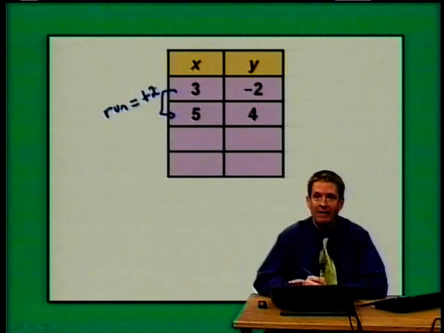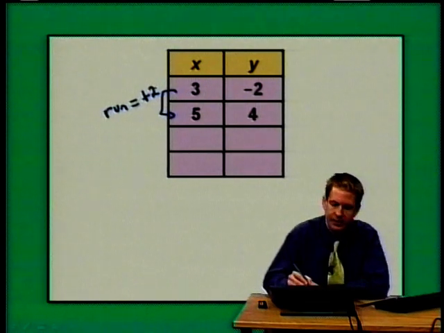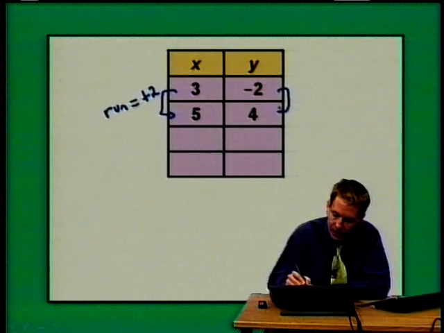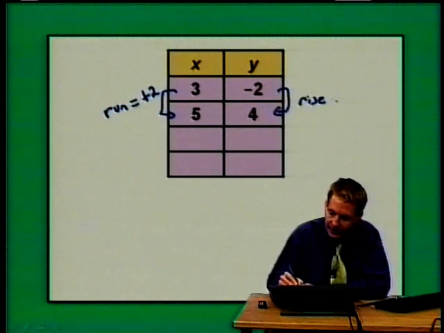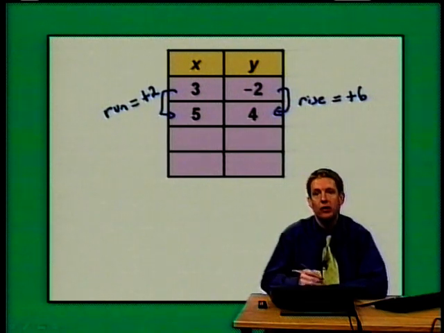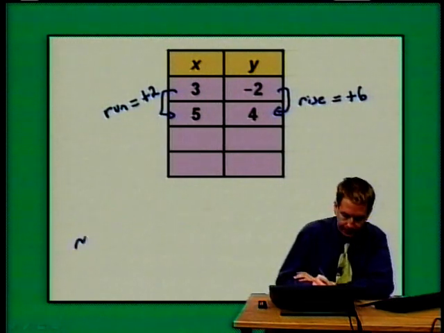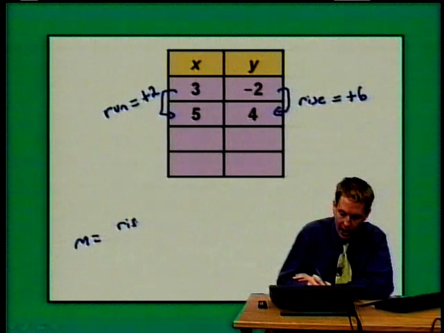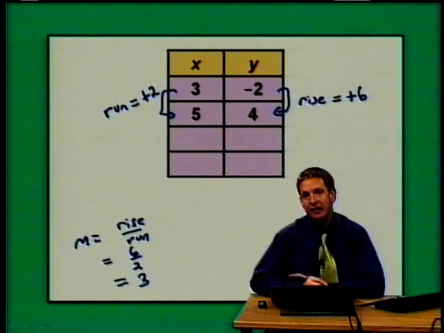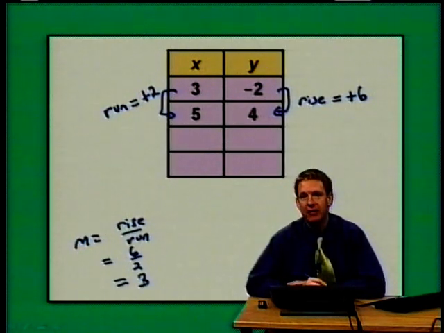In my y values, I see that between the 2 points, y increases by 6. -2 plus 6 is 4. So we call that a rise of 6. And I'm going to emphasize that it's a positive rise. So the slope between these 2 points, which is rise over run, is 6 over 2, which simplifies to 3. So let's think about some other ratios that simplify to 3. How about 3 over 1?